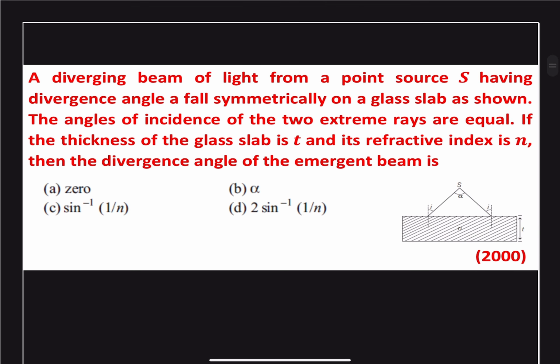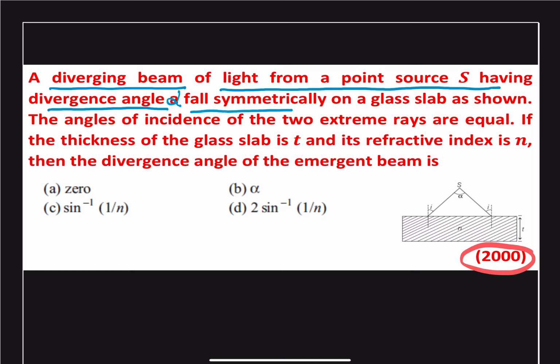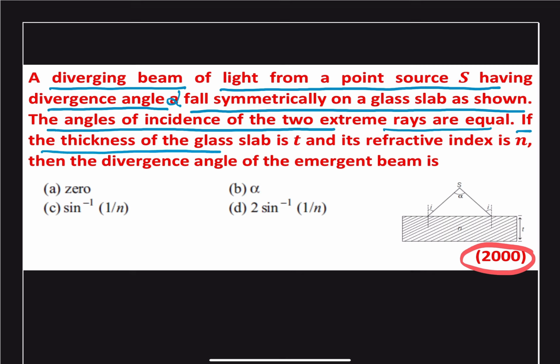It was also asked in the year 2000, and it states that a diverging beam of light from a point source S, having a divergence angle alpha, falls symmetrically on a glass slab as shown. The angles of incidence of the two extreme rays are equal. If the thickness of the glass slab is T and its refractive index is N, then the divergence angle of the emergent beam will be.